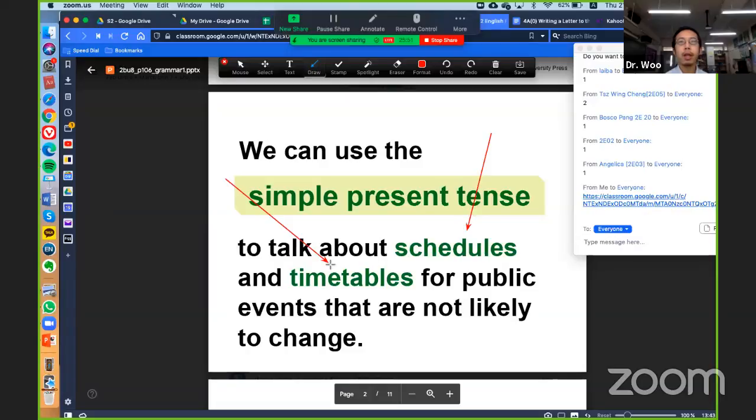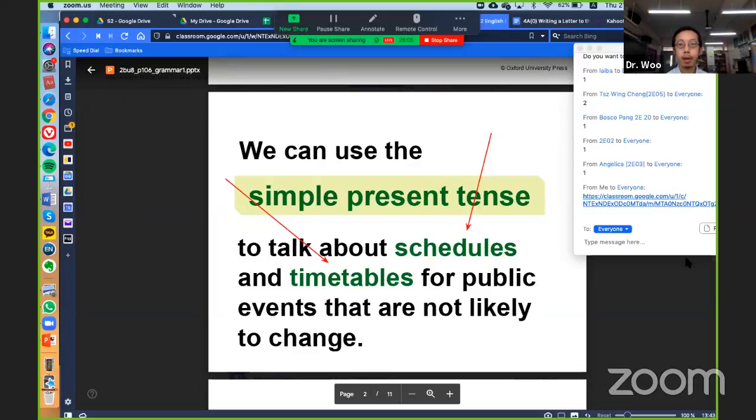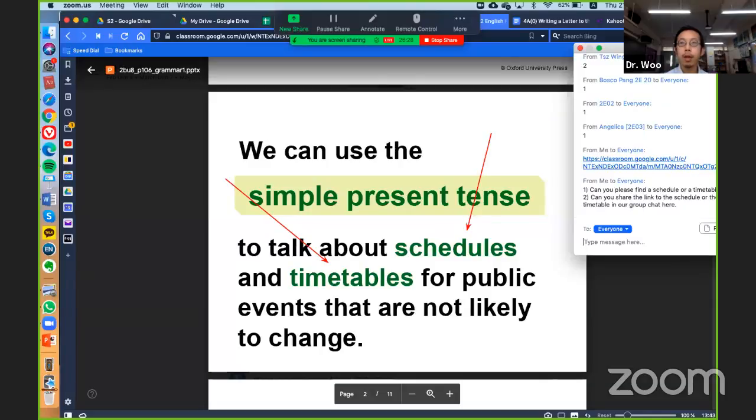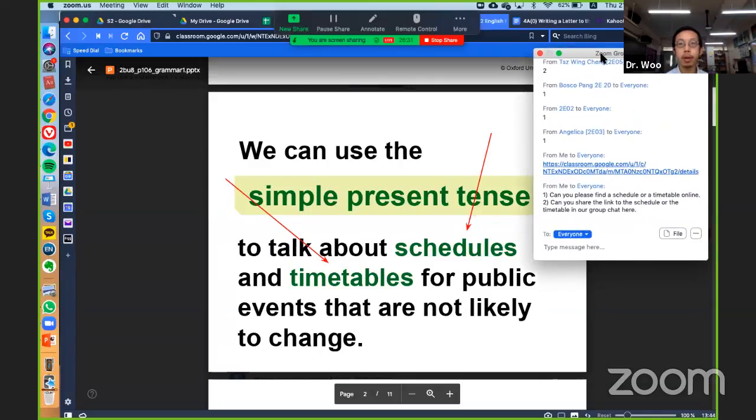The first activity is, can you find a schedule or timetable online, please? And then share the link in our group chat. I'll say it again and I'll type it. Can you please find a schedule or a timetable online? Can you share the link to the schedule or the timetable? Let's try that first.